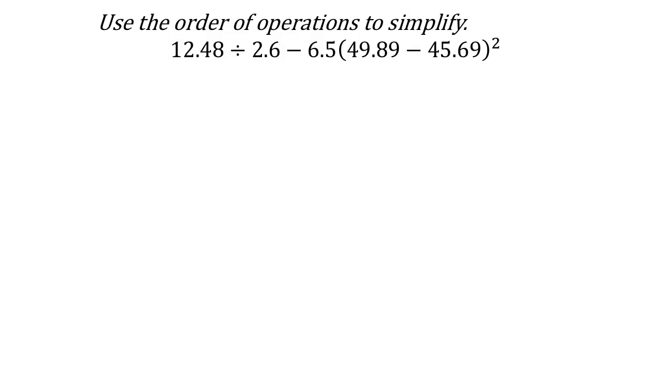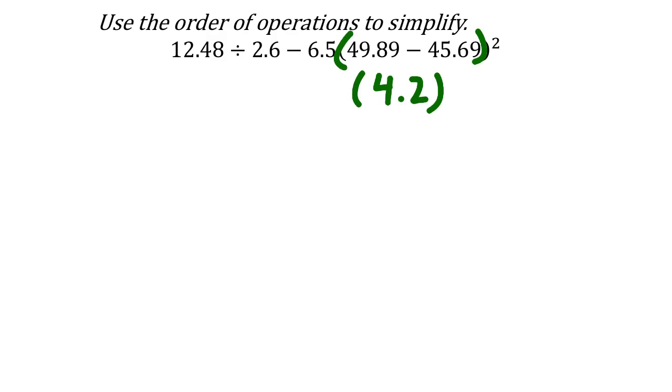So order of operations, I would be looking only at the parentheses first. Again, I'm not going to be doing this by hand. I'm just going to type this part into the calculator: 49.89 minus 45.69. And that ends up being 4.2. So that simplifies that part of this expression for us.